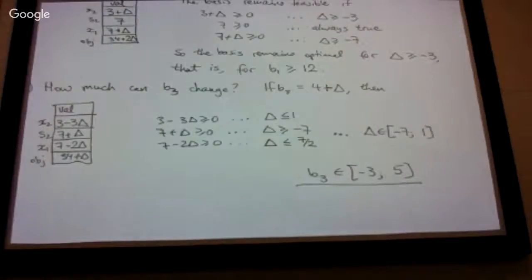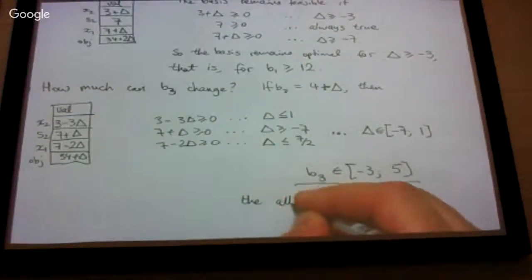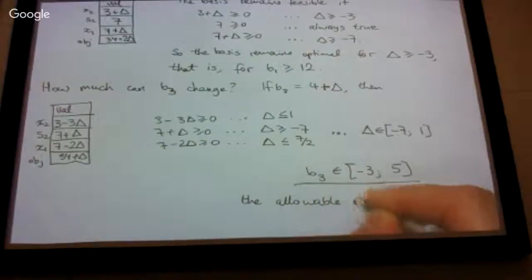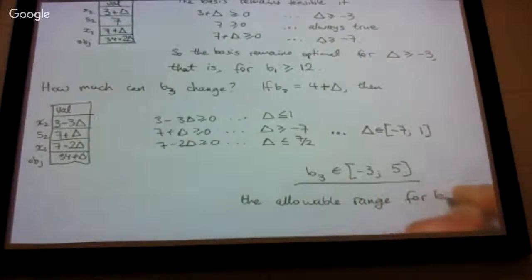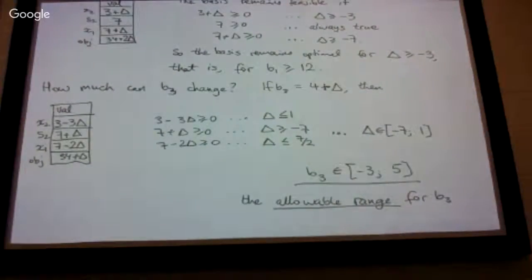So in some books, this is called the allowable range for B3. Well, I need to do this slowly because we've basically covered everything we wanted to cover this term. There's not much else to do. Okay, is that clear? Are there any questions at all?